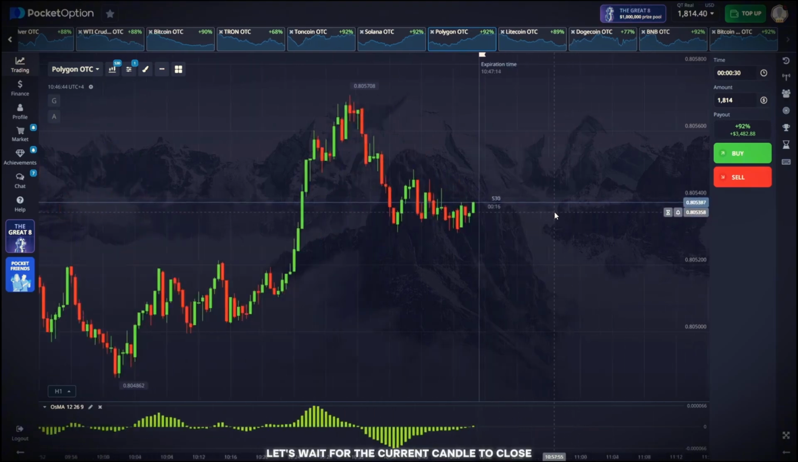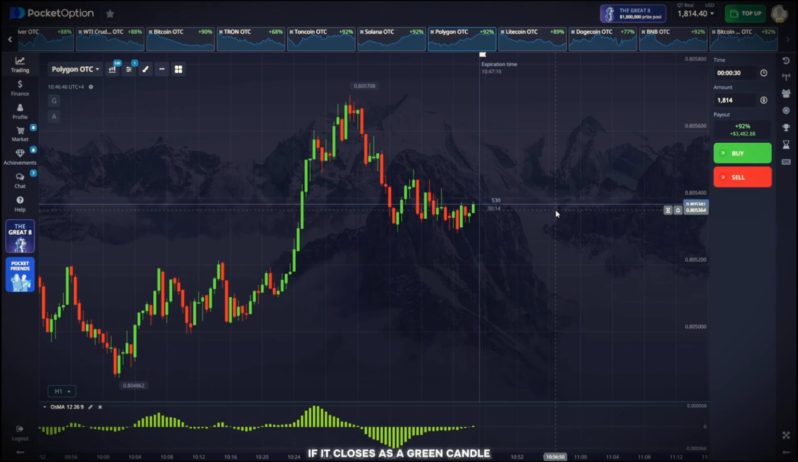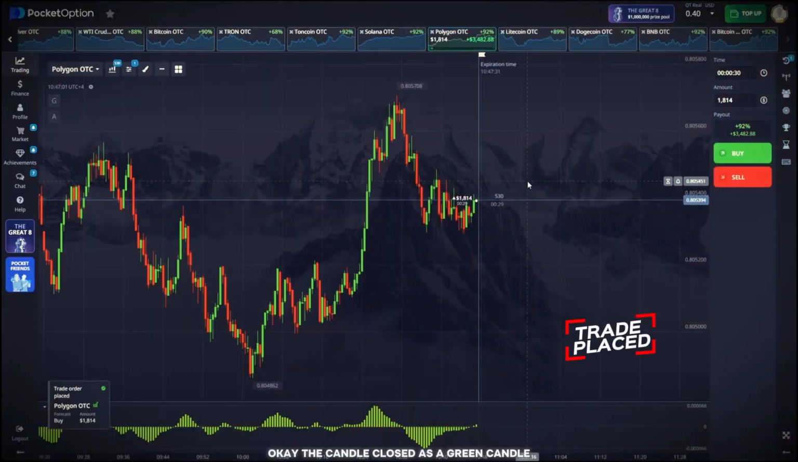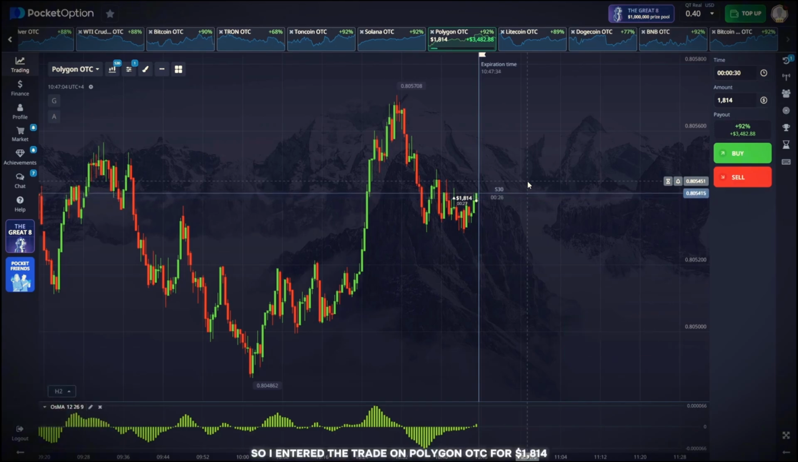Let's wait for the current candle to close. If it closes as a green candle, we'll go for the upside trade. Okay, the candle closed as a green candle, so I entered the trade on Polygon OTC for $1,814.